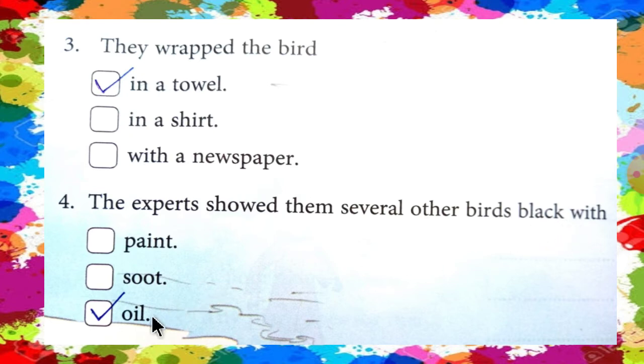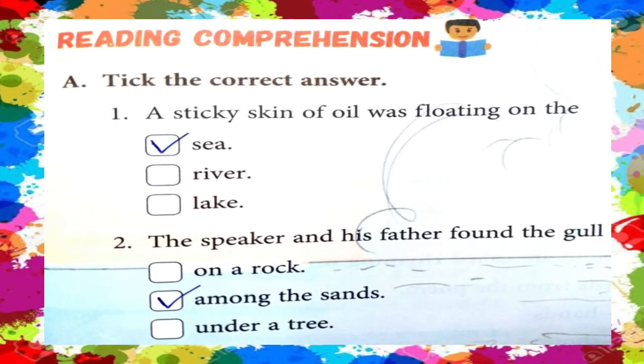Now I am repeating 1 to 4 questions of poem number 2. Then we will move to next question. Question 1. A sticky skin of oil was floating on the sea.